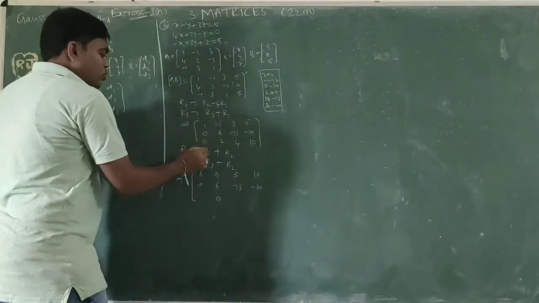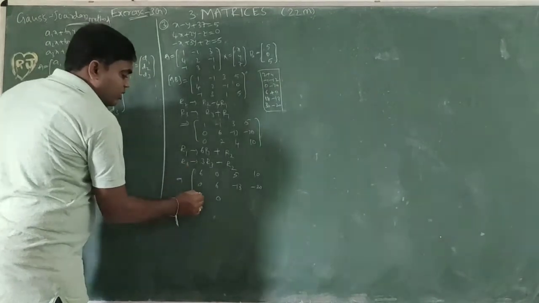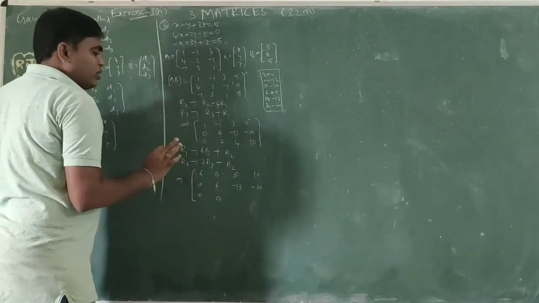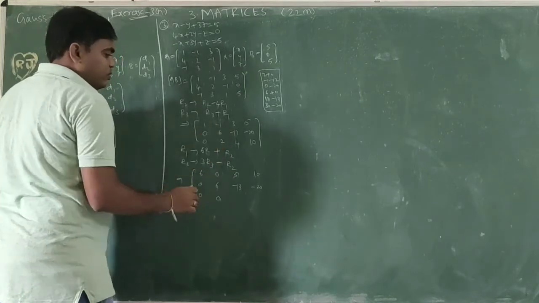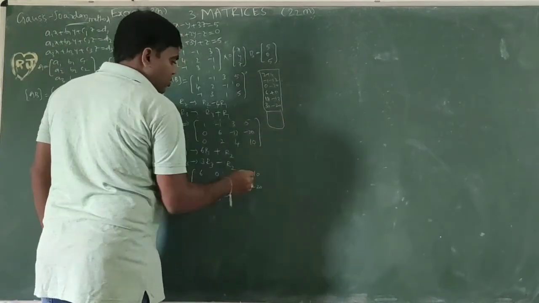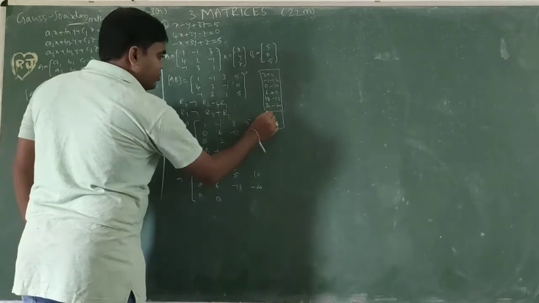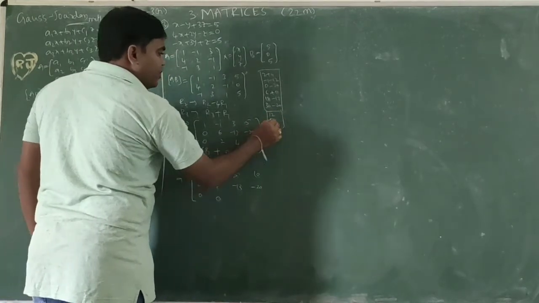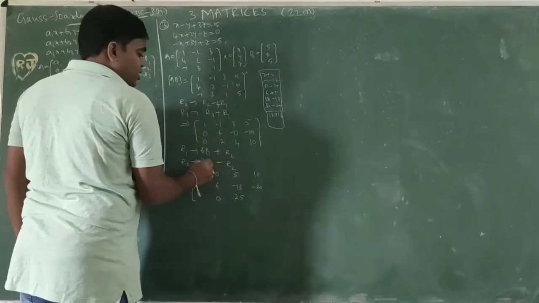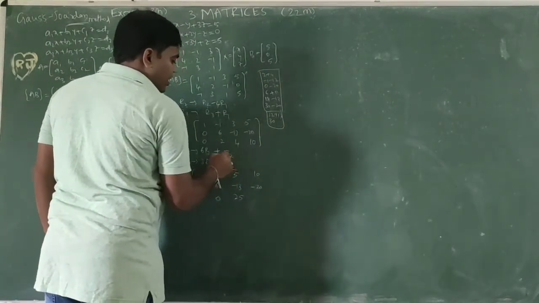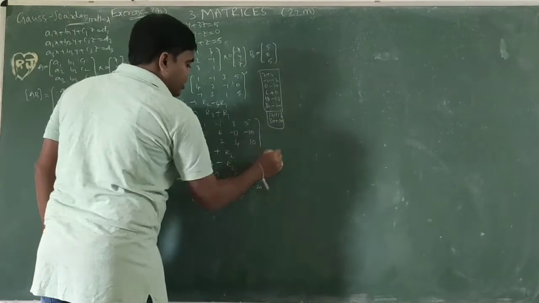Next, 2 into 0 is 0, plus 0, whatever, 2 zeros are automatically 0. 3 into 2 is 6, minus 6 is 0. Next, 3 into 4 is 12, minus minus plus 13, 12 plus 13 is 25. Next, 3 into 10 is 30, minus minus plus 20, 30 plus 20 is 50.